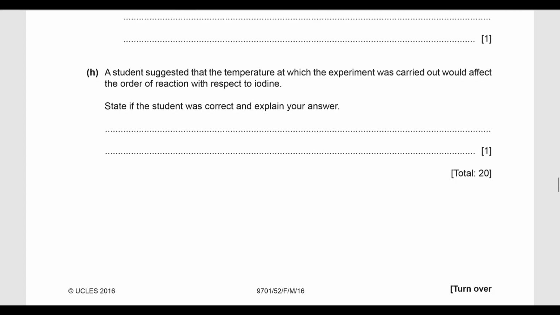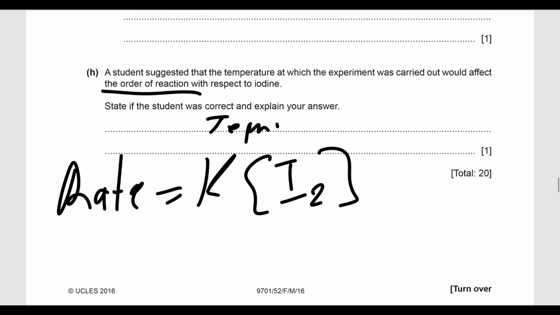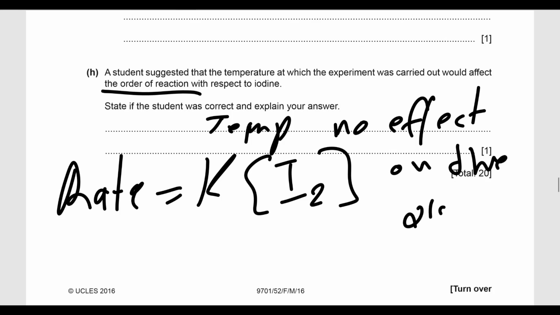A student suggests that the temperature at which the experiment was carried out would affect the order of reaction. Here, for temperature and the order of reaction, there is no effect, because if you write the rate equation, you have k and here iodine. So in this equation you don't have any temperature, that means here temperature has no effect on the order.